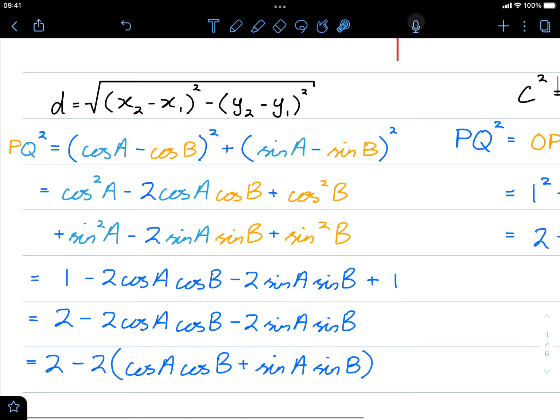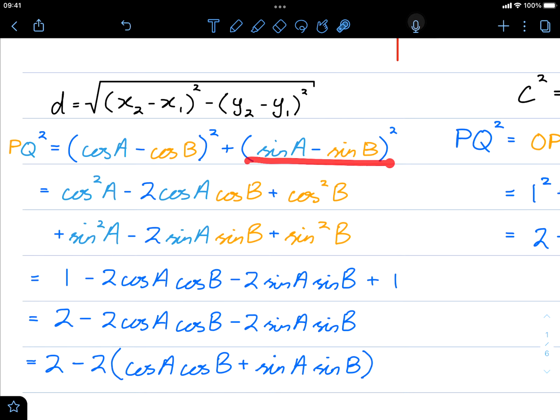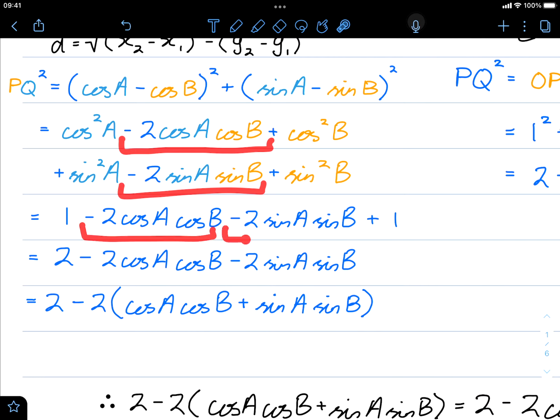Expanding each bracket, square the first, square the last, double the product. Likewise with this, square the first, square the last, double the product. Collecting like terms, I've written them so that you can just add them vertically. Cos squared A plus sine squared A, that's the Pythagorean identity, which is equal to 1. Cos squared B plus sine squared B is also equal to 1. These two are not like terms, so we just write them as they are.